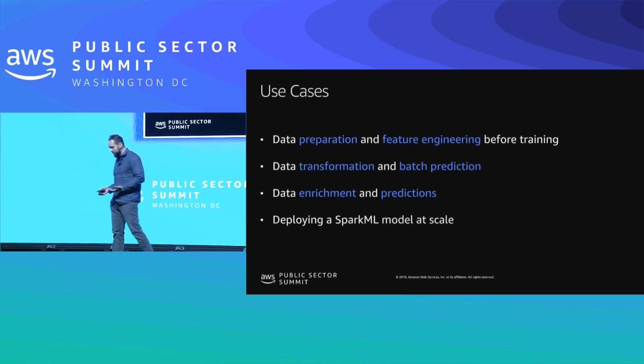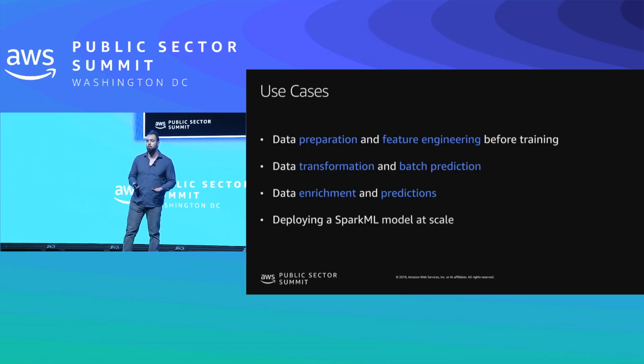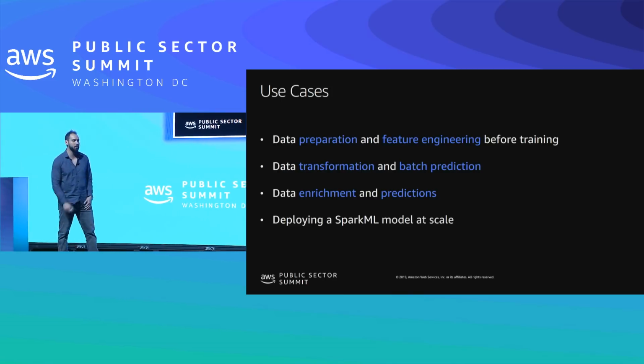The last use case that we often see is to deploy Spark machine learning models at any scale. In other words, you can create your model using Spark machine learning, and then you can simply host that model on SageMaker afterwards, and that model can be at any scale.